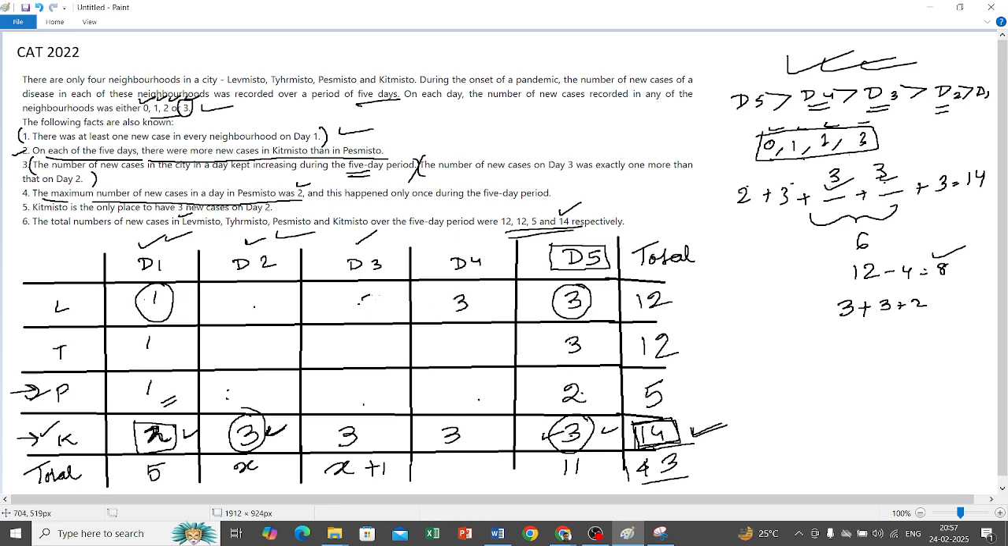So it should be 3 3 2. That is what the instruction is given over here. See number 3: the number of new cases in the city in a day kept increasing, right? Kept increasing. So I have to maximize from D4 to D2. Okay. So D4 3, D3 3, D2 2. 3 plus 3 is 6, 6 plus 2 is 8, you add and you see you get 12. Right, understood?